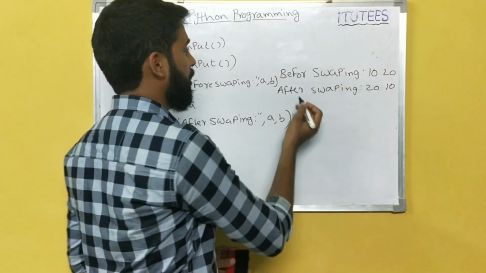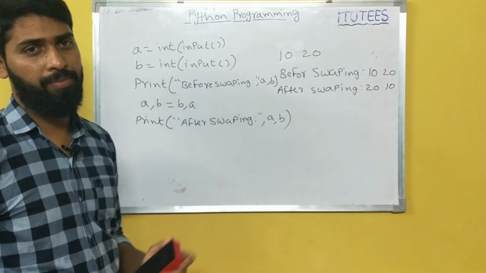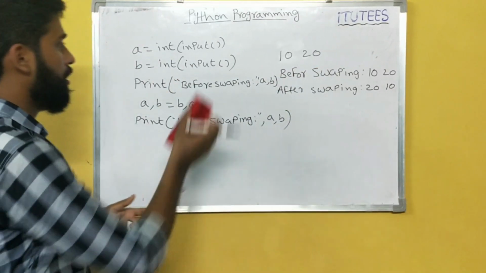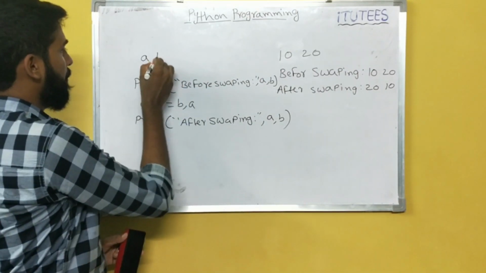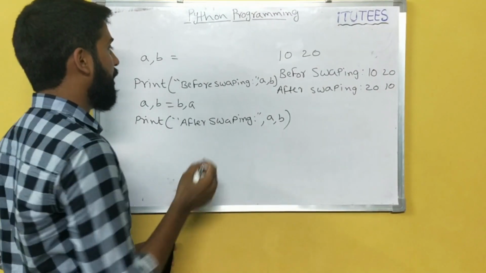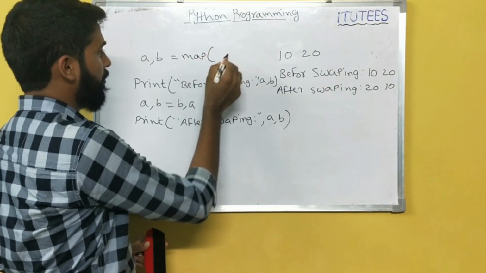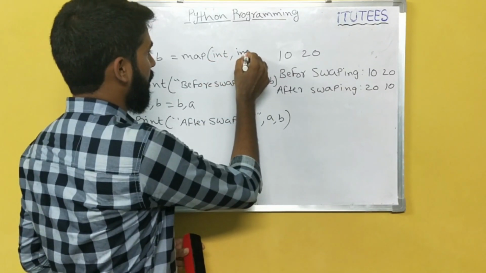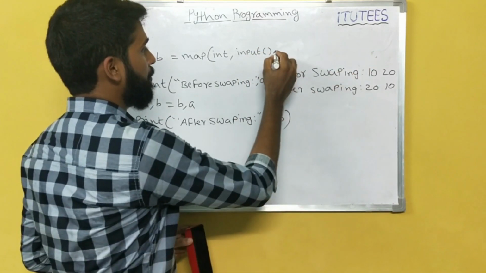In some situations the input is given like this, 10 20 in the same line, 10 space 20. The first number goes to variable a, the second number goes to variable b. How? I just modify this program. A comma b, already we discussed multiple assignment. A comma b equals map of int comma input dot split.